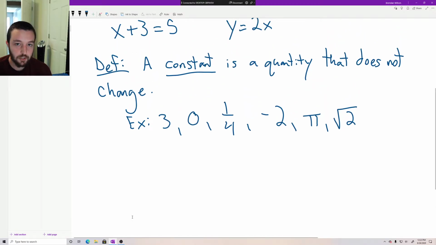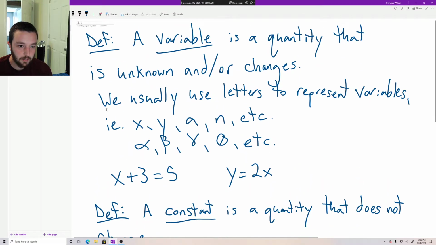And sometimes if we don't know what the quantity is, but we do know that it's constant, we know that it's one number, oftentimes we'll use like the letter C to represent that. But we're not going to use that in that context in this class, which is why on the variable side, I have that it is unknown.